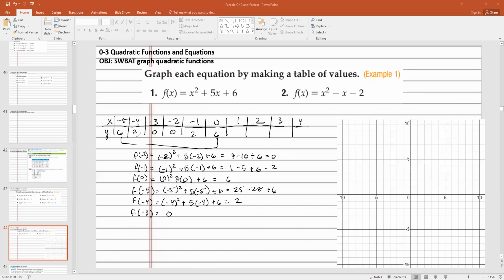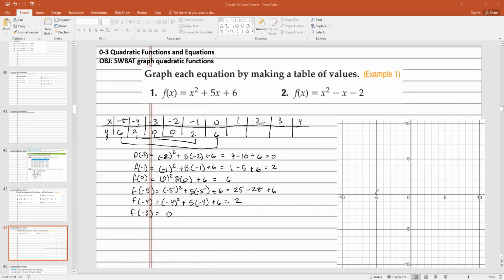Okay, the reason why is because parabolas are symmetric. So as soon as you see two that are matching, that means the rest are going to line up as well. Okay, so you just graph those.